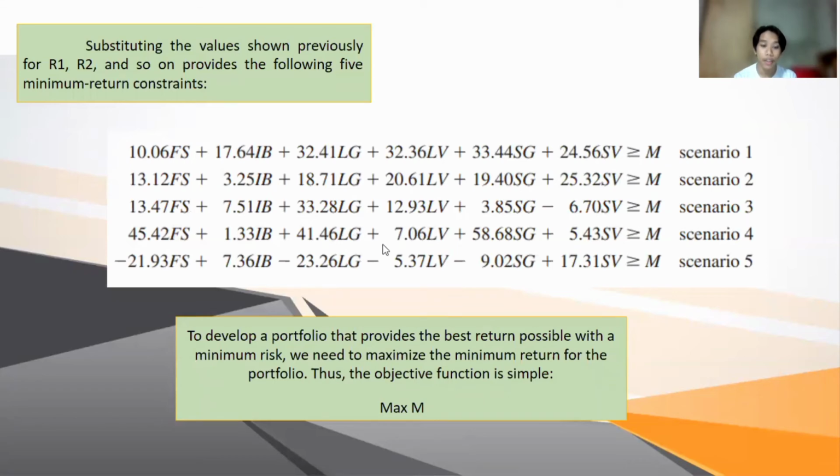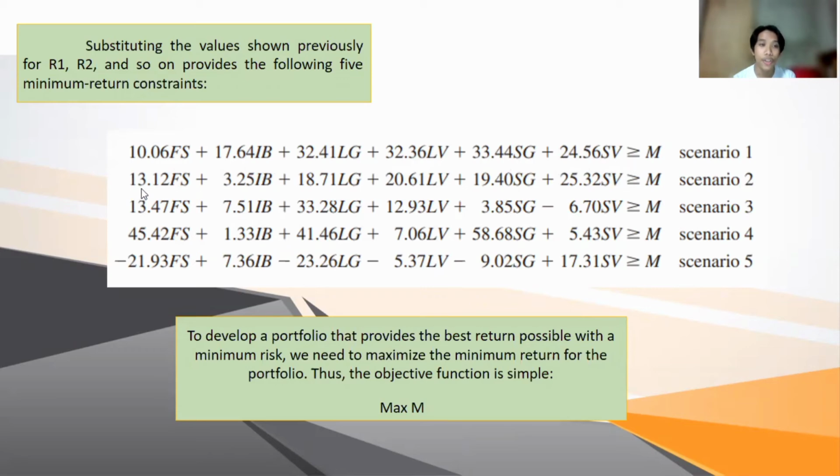Then after we analyze or get the minimum return for the 5 scenarios, now we're going to substitute the values shown previously for the R1, R2, and so on, which provides the following 5 minimum return constraints. So these are the 5 minimum return constraints. For scenario 1, 10.06 FS plus 17.64 IB plus 32.41 LG plus 32.36 LV plus 33.44 SG plus 24.56 SV is greater than or equal to M.